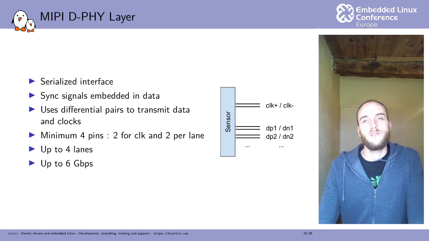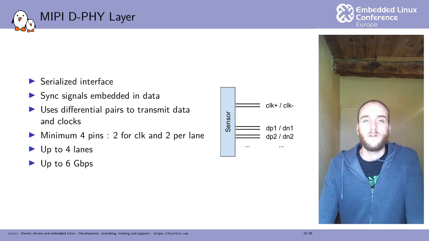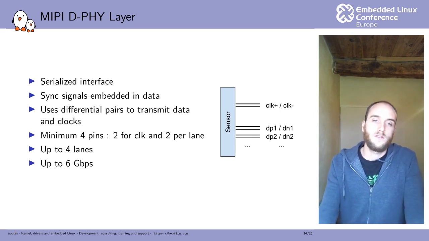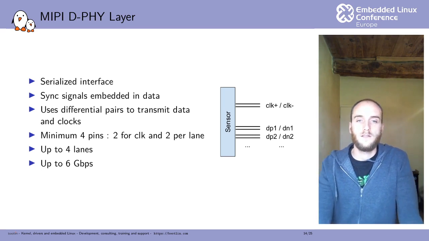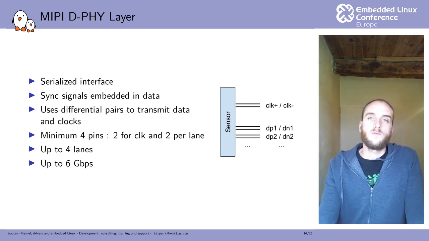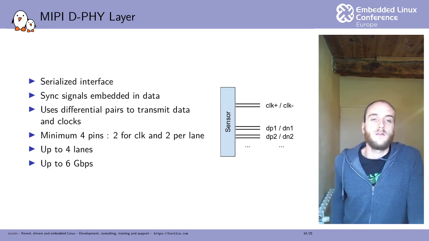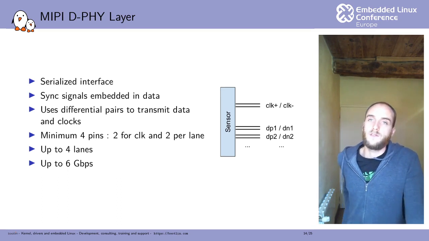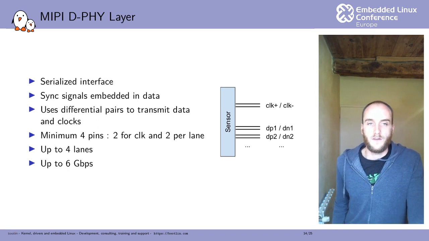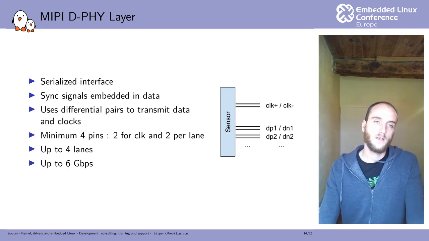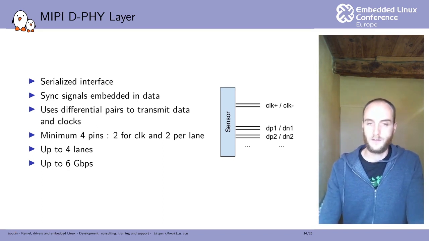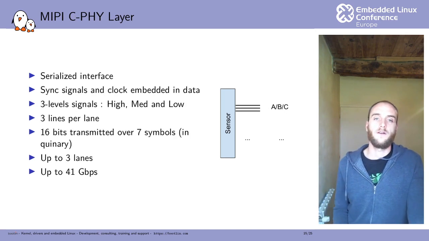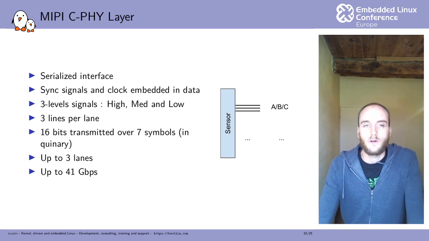As you can see, it is pretty similar to CCP2. It's also a serialized interface. The synchronization signals are also embedded into the data. The main difference is that you can support multiple data lanes to transmit data in parallel. So you can have up to 4 lanes and go up to 6 gigabits per second. So this is starting to be a very fast interface. And then the other PHY layer that you can use with CSI, not as widely used, is the CPHY layer. This one is much more complex.